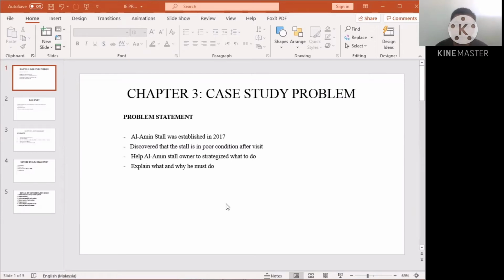After visiting the stall and conducting a detailed analysis of the surrounding area, we discovered that the stall is in poor condition. We saw that the stall lacked operational expertise for management and industry possibilities. These are the issues that we believe are preventing them from earning a profit at the end of the month.